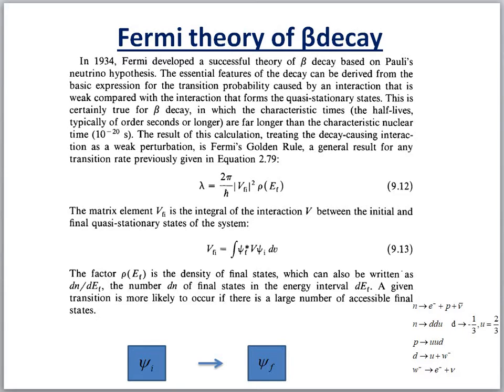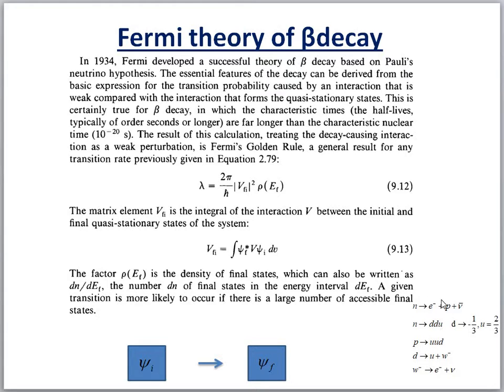Actually, what happens in this reaction is that a neutron is converted into a proton, an electron, and an antineutrino. We will discuss the internal structure of the neutron. We already discussed that neutrons and protons are baryons. Baryons are made up of three quarks: in the case of neutron it is udd, and in the case of proton it is uud.